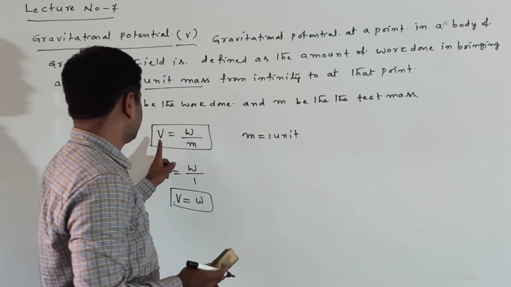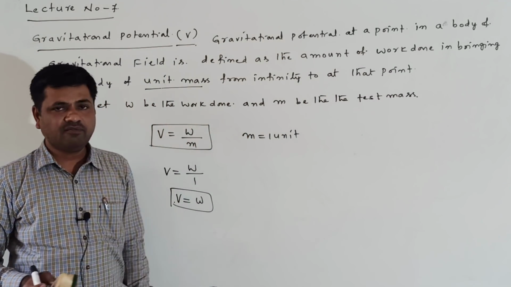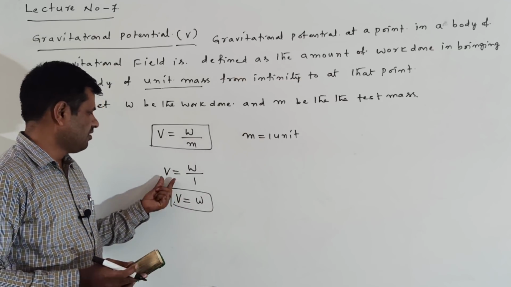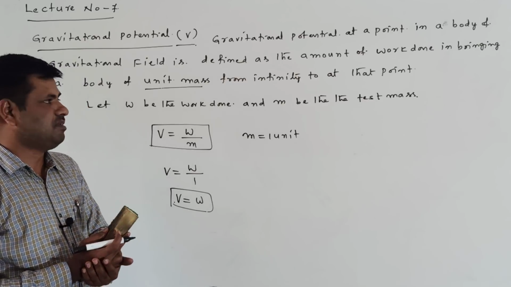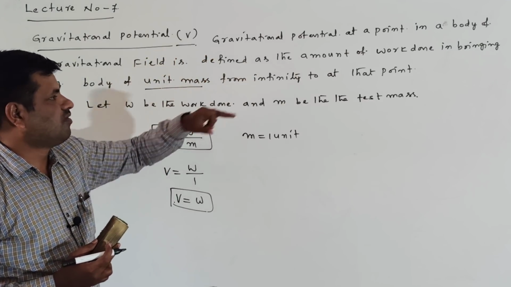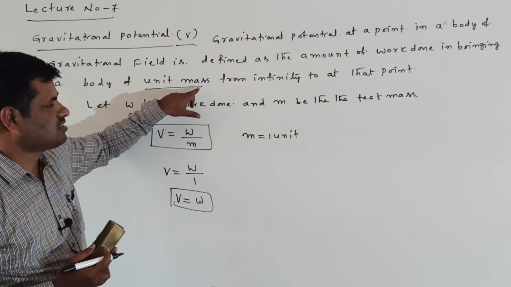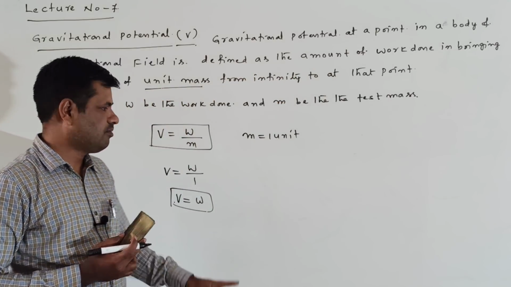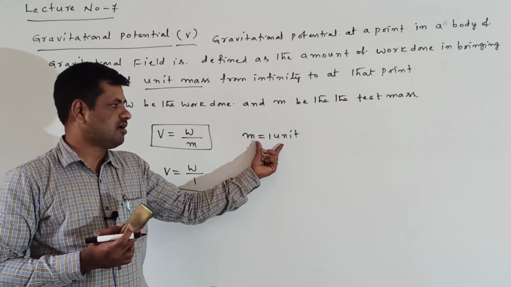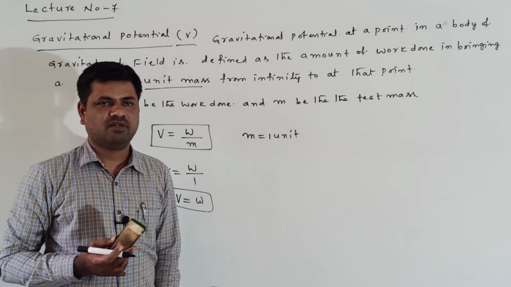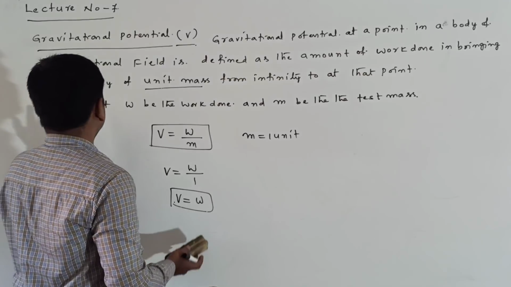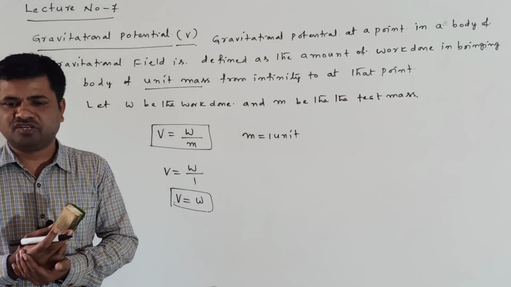Here the gravitational potential is V equal to W by M. When M is taken as 1 unit, V equals W by 1, so V equals W. What is the meaning of this? It means the amount of work done in bringing a body of unit mass from infinity to that point. When we take 1 unit, the work done becomes the gravitational potential. This is the definition of gravitational potential.